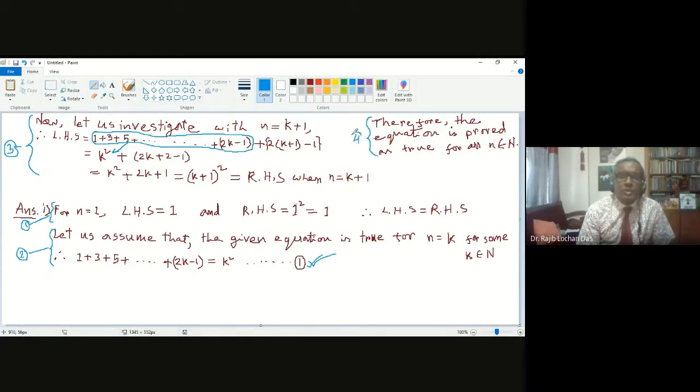So is it important? Yes, it is very, very important. If you do not write this conclusion, then nobody will understand what you are doing. Actually, you are checking with a number, fine. Then you are assuming that it is correct for a certain number. Then you are moving to the next value of that and then finish. Then it is not the induction method. It is not the thing where you come to a conclusion. You have to write down something.